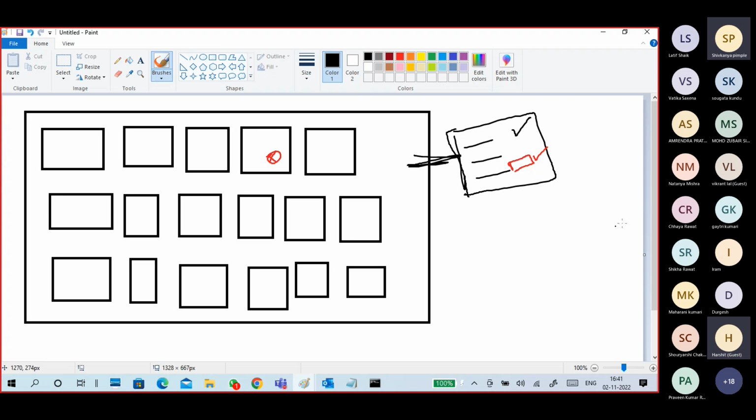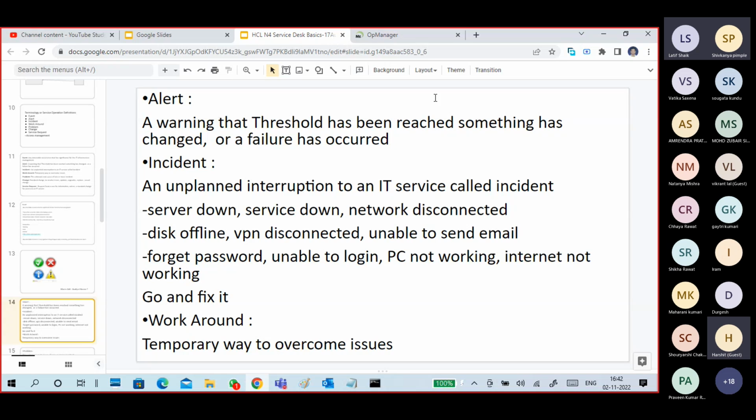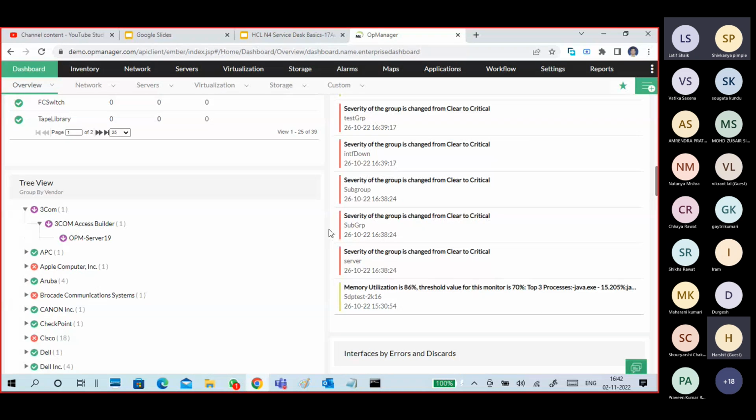What you do, immediately I will understand this particular scenario and raise a ticket. We'll create a ticket for a server related issue and forward it to a team. The team will go and fix it. This is also one part of service desk. Some people use certain tools like WhatsUp Gold, Nagios, OpManager for monitoring and reporting issues automatically.